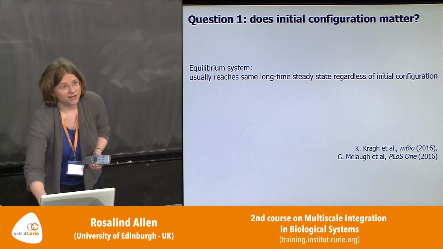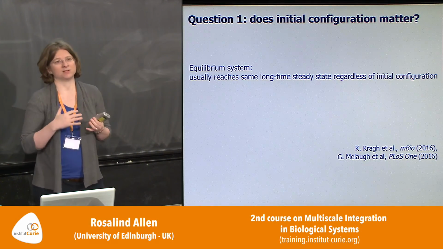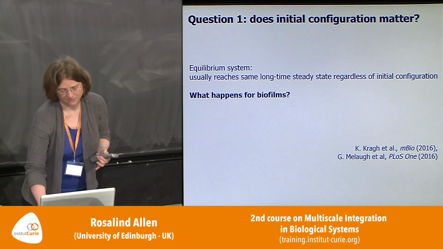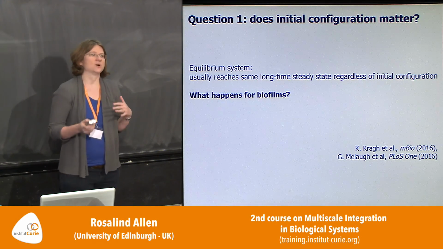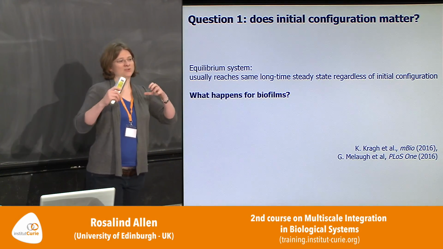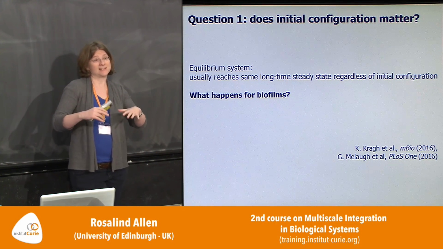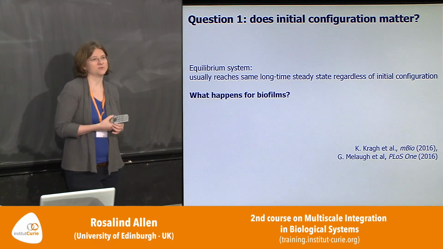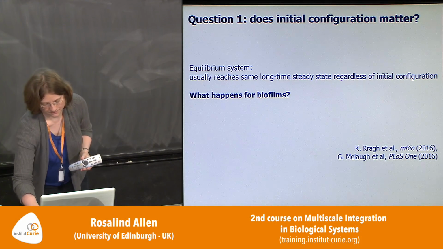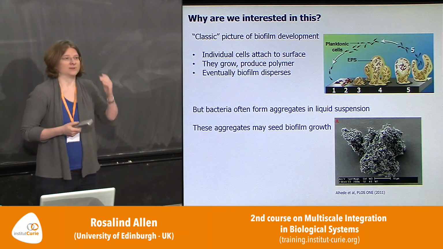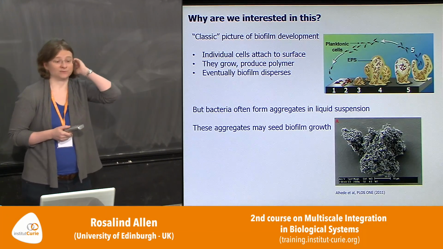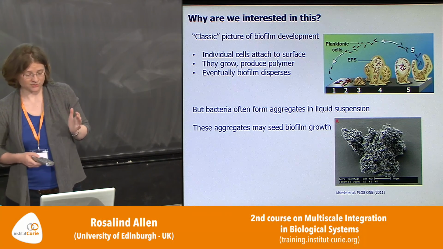But as I said, a biofilm is not an equilibrium system, and bacteria are growing, and that pushes them out of equilibrium. So our question is, what happens for a biofilm? If you initiate biofilm growth with different initial configurations, does that have a long-term effect on what you observe at the end of the experiment? Why should we care from a biological perspective? Well, it turns out that it does matter.